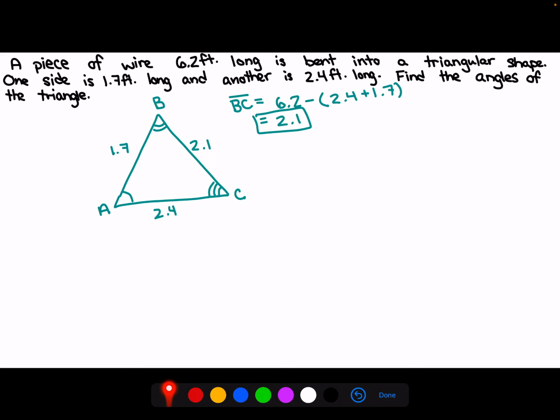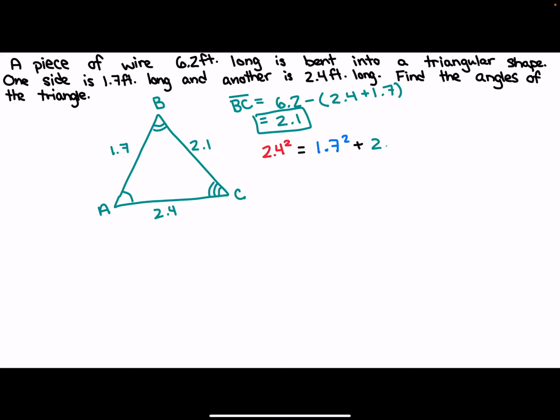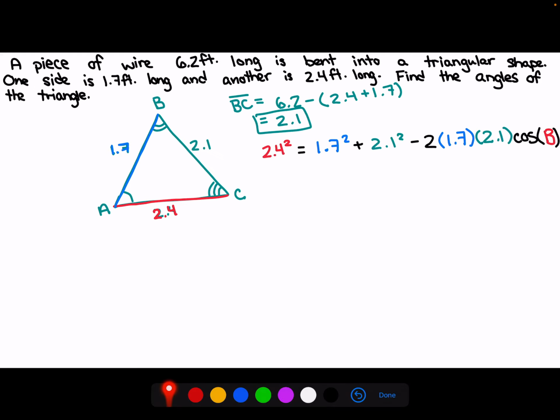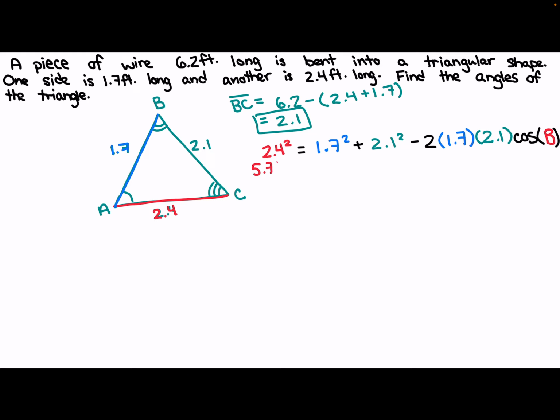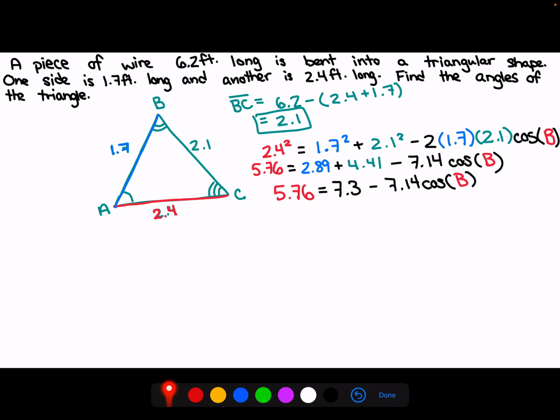So solving for B, I'm going to have B squared 2.4 equals A squared 1.7 plus C squared 2.1 minus 2 times A 1.7 times C 2.1 cosine of angle B. From here, we're just going to go ahead and do the calculations on our calculators to try and simplify this a little bit. So we'll give us 5.76 equals 2.89 plus 4.41 minus 7.14 cosine of angle B. If I combine the blue and the greenish, 2.89 plus 4.41, that'll give us 7.3.